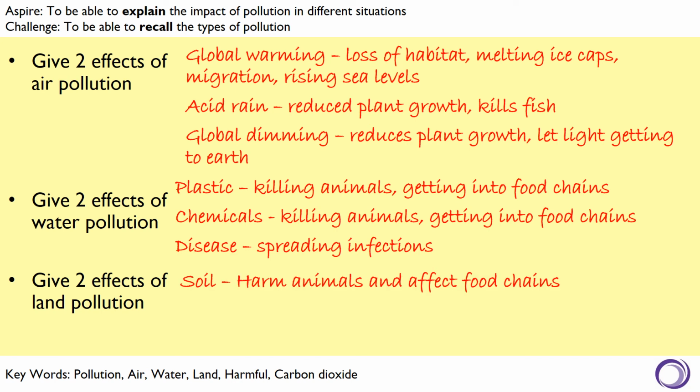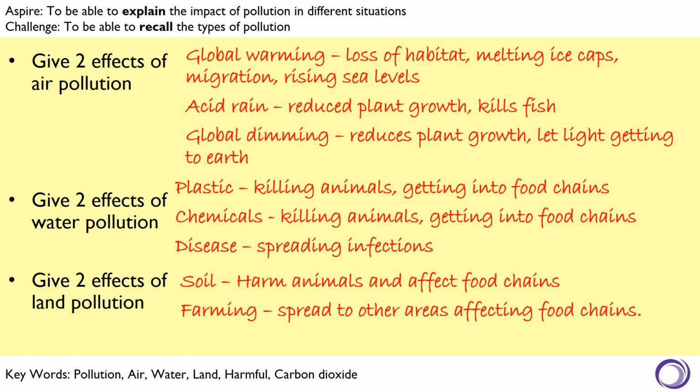For land pollution, you could have had soil, which could harm animals and affect food chains, farming, which can spread to other areas affecting food chains or affecting animals that are living in those areas.